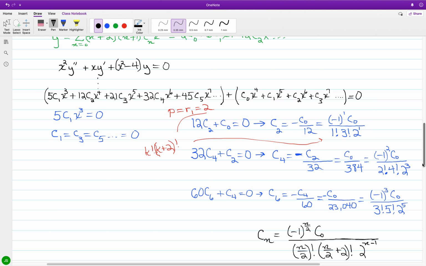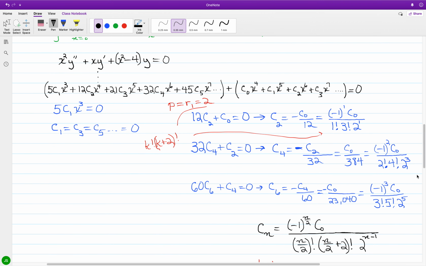And for the ensuing pattern, we now have c of n is equal to negative 1 to the n over 2 c naught, all over the product of n over 2 factorial and the factorial of the quantity n over 2 plus 2. And then we have times 2 raised to the n minus 1 degree.